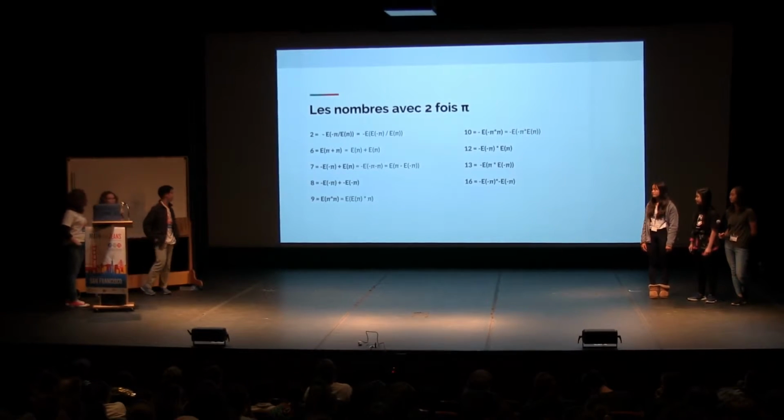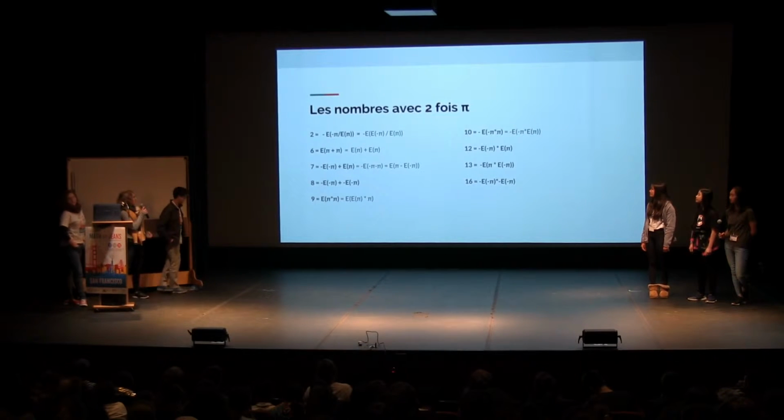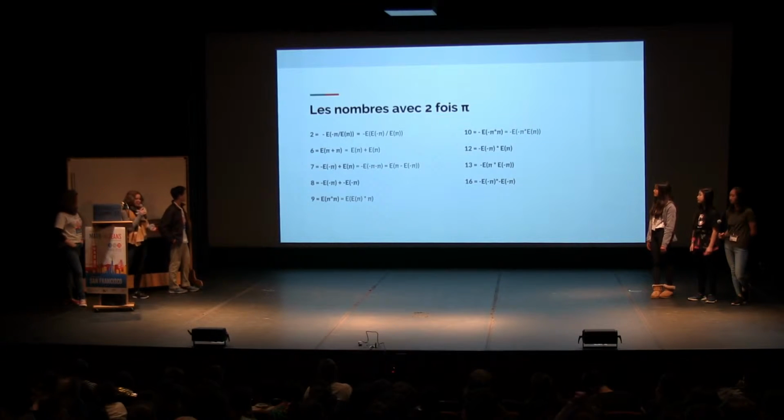So since we can only use pi 3 times, we used building blocks, and we started by creating numbers where we only use 2 times pi. And so this is the list of all the numbers with only 2 times pi.